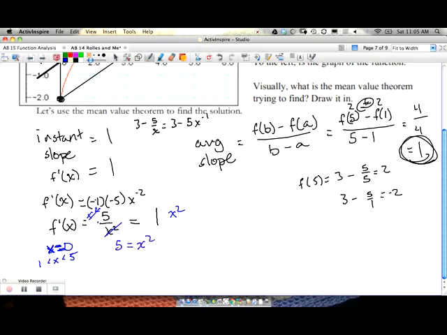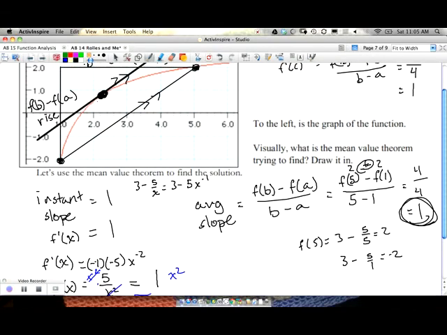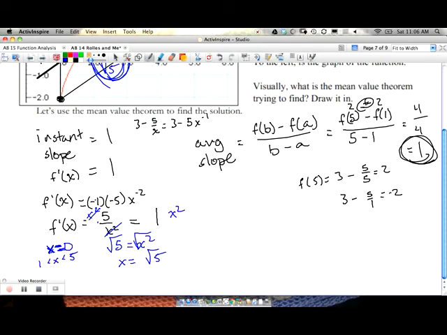On the left side, we have 5 equals x squared. And when we square root, x equals square root of 5. Now, a lot of times we say plus or minus, but in this case, we only want the plus. Why? Because this is where that's going to be. So what's this point right here? This point is square root of 5. That's interesting. What did we find? We found that the average equaled the instant. The question is, where? We just found that. We answered the question.